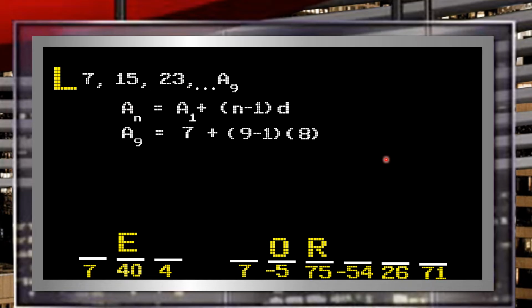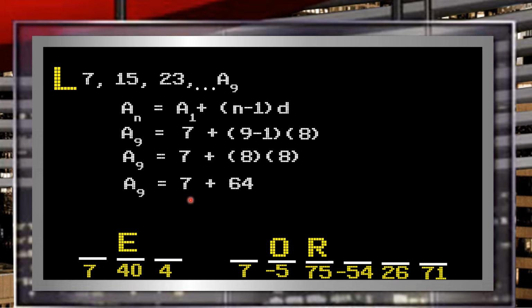Okay, solving for it, we have a sub 9 is equal to 7 plus 9 minus 1 is 8 times 8. And 8 times 8 ay 64 plus 7. So 64 plus 7 is 71. So yun ang ating a sub 9. Dito natin ilalagay yung letter L.